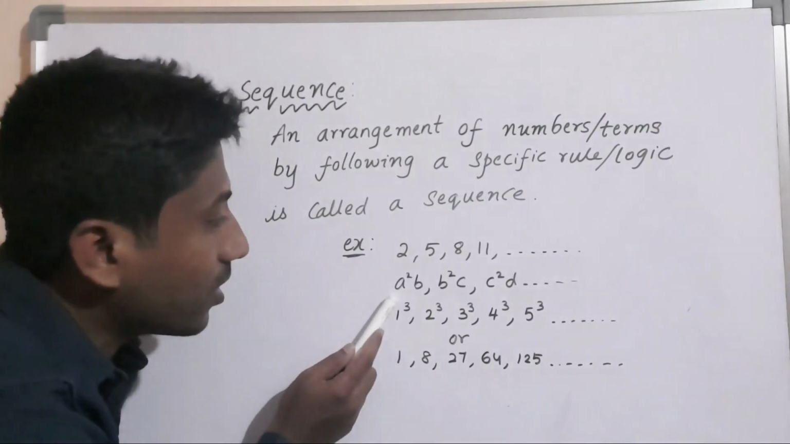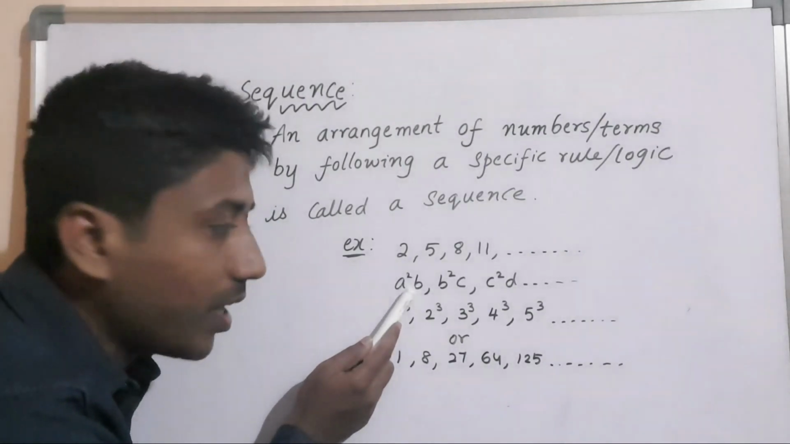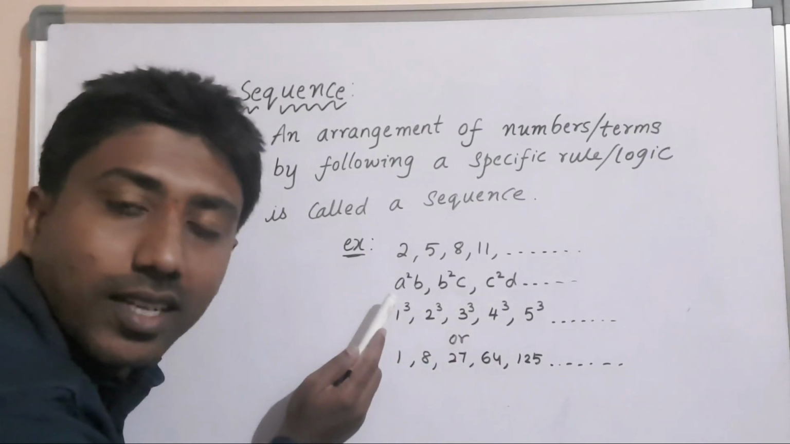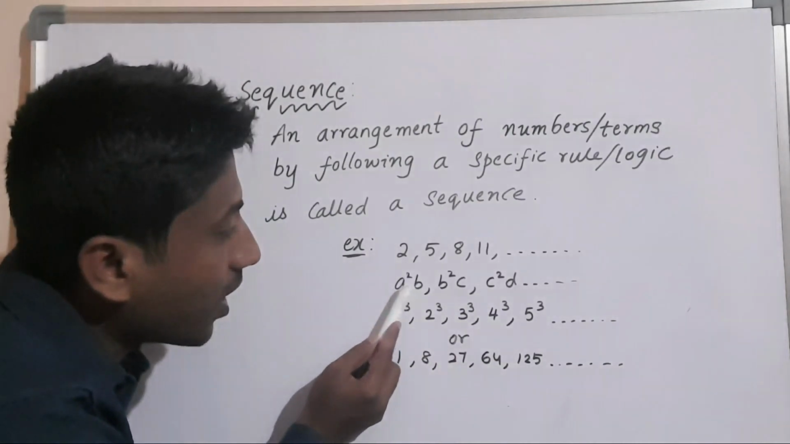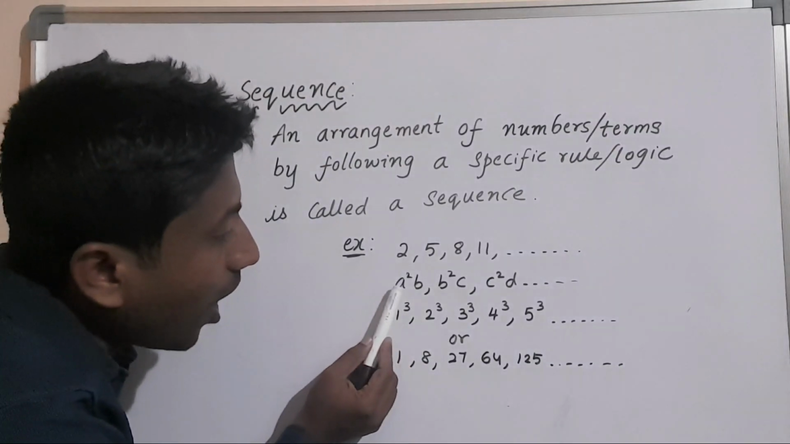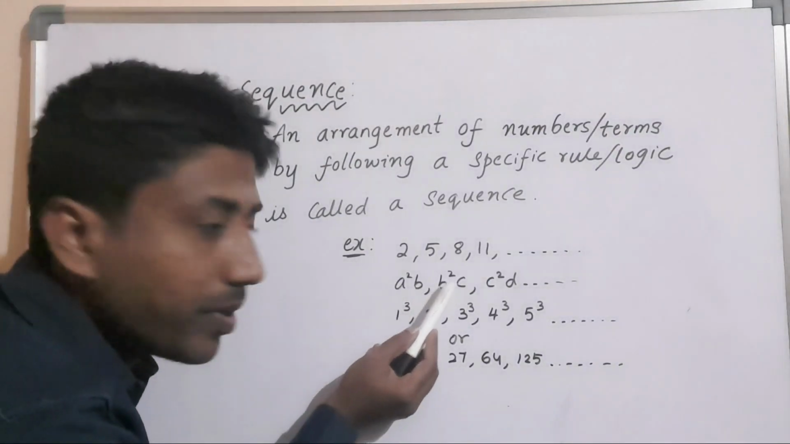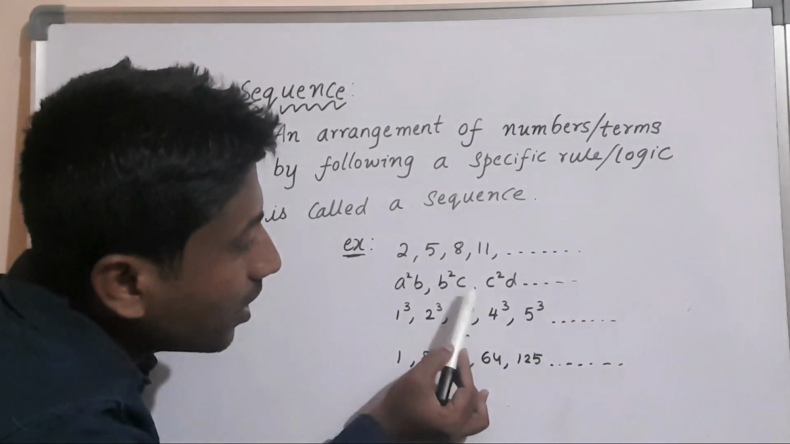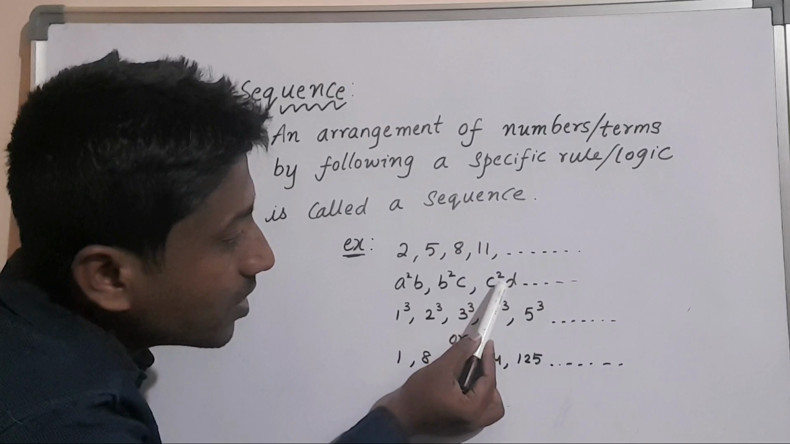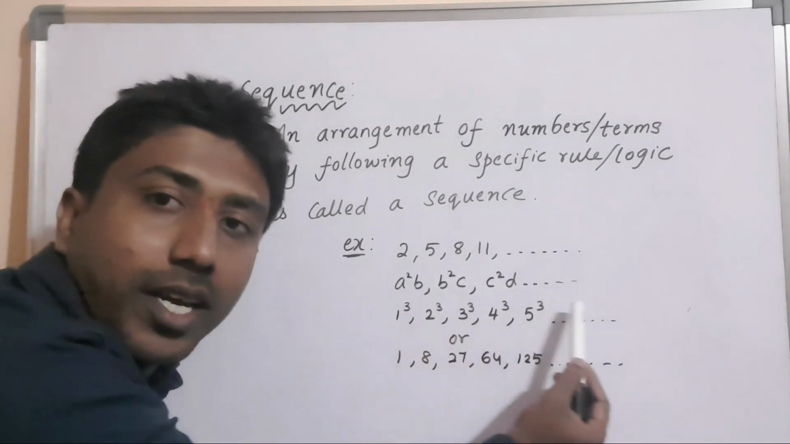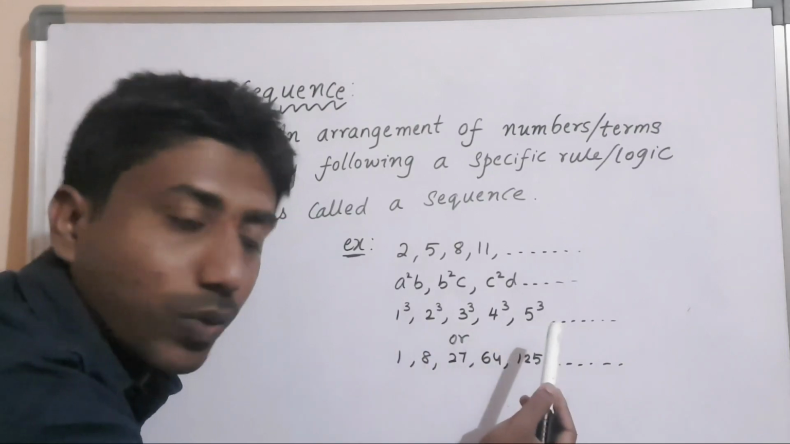And here the next sequence, a square b, comma b square c, comma c square d. Here the logic is, first we are writing a square b, then after a b comes, so b square, and after b c comes, so c square, and after c d comes. So like that we are following a pattern, or we are following a rule.